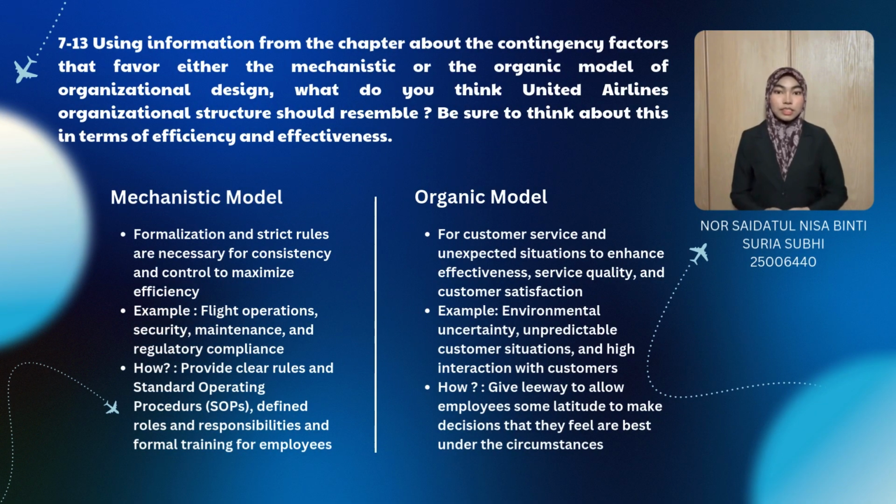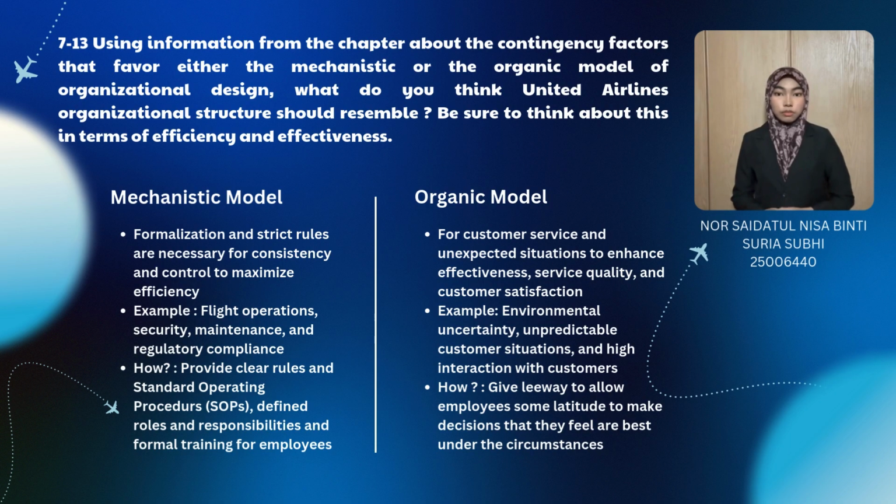Moving on to question 713. In my opinion, United Airlines needs to consider a combination of both organizational structures and adapt either the mechanistic or organic model according to the appropriate time and situation to ensure that the decisions made are both effective and efficient. First, United Airlines still needs to keep the mechanistic model structure because some formalization and strict rules are necessary for consistency and control.